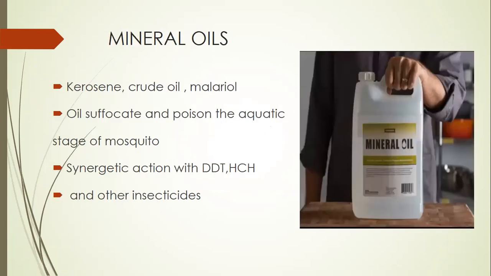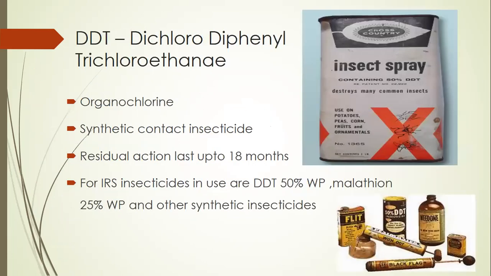Mineral oils. Kerosene, crude oil and malarial oil are used as insecticides. These oils suffocate and poison the aquatic stages of the mosquito. It also shows synergistic action with DDT, HCH and other insecticides.